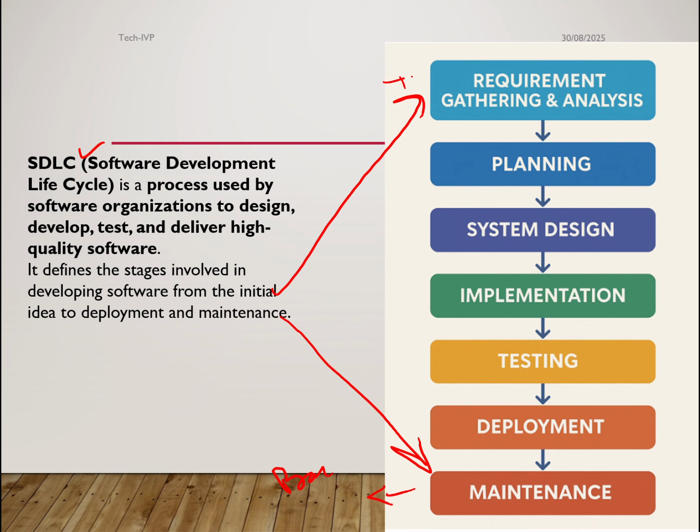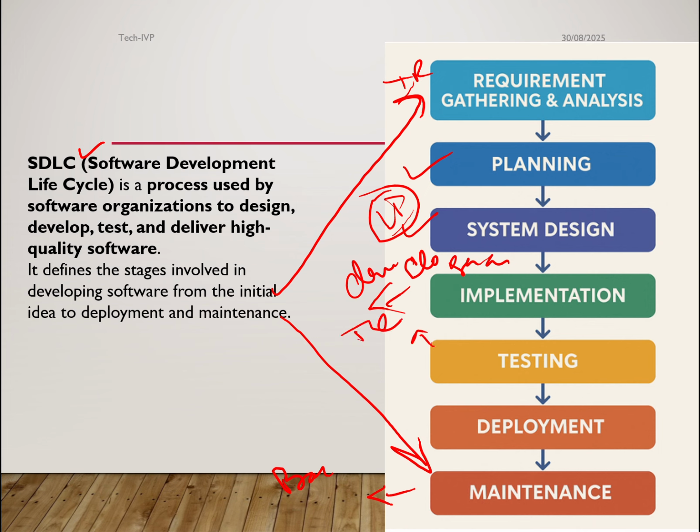This is phase one. At the initial level we capture all the requirements, then we do planning: how we can build this, how we can test this. After that we design the UI, and then we implement. In the implementation we develop and do some coding here.